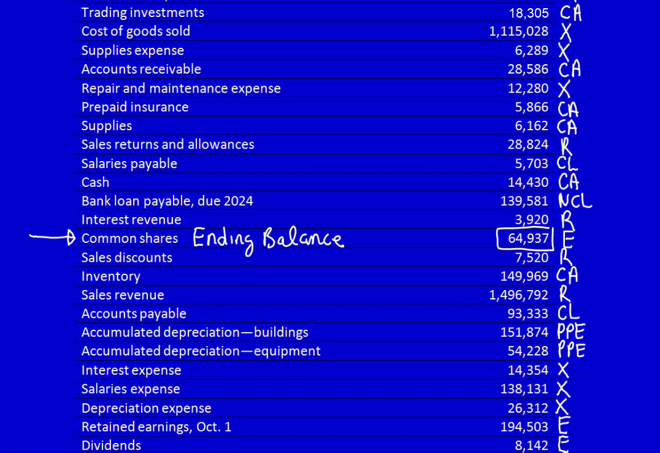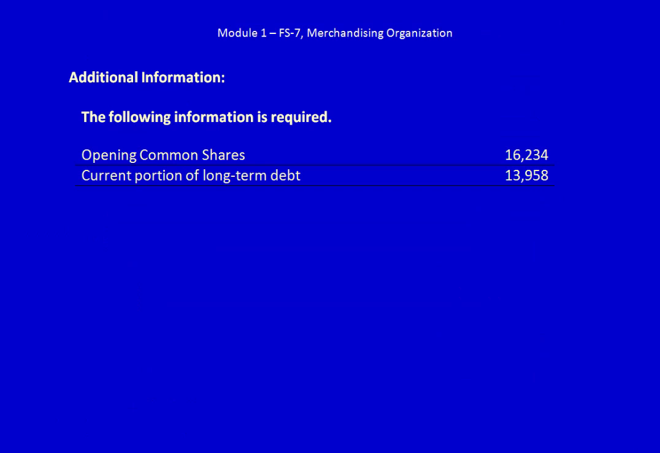In addition, you'll notice that we also have retained earnings. The retained earnings are the October 1st balance, so this is the opening balance. So the listing you receive will always include the opening balance for retained earnings, which is $194,503. If we don't have the opening balance for common shares, how do we get it? Remember, I pointed out that the additional information is very important. We'll be using it in the statements. Notice that this is the opening balance to common shares, $16,234. That's the opening balance.